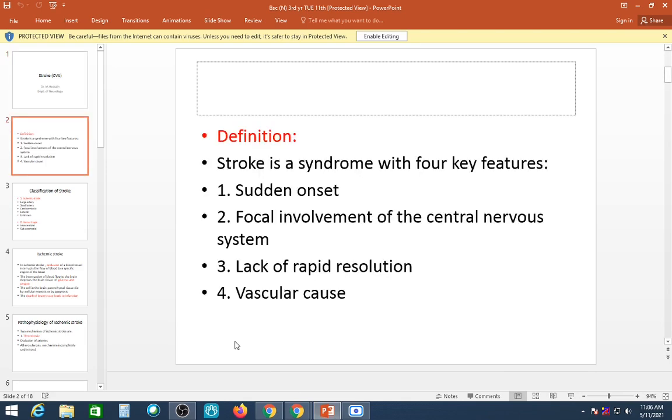So first, what's the definition of stroke? We'll start with the definition of stroke, right? So stroke is a syndrome. Syndrome is a collection of features. It's not a single feature. So with four different features, right? Four key features. What are they?